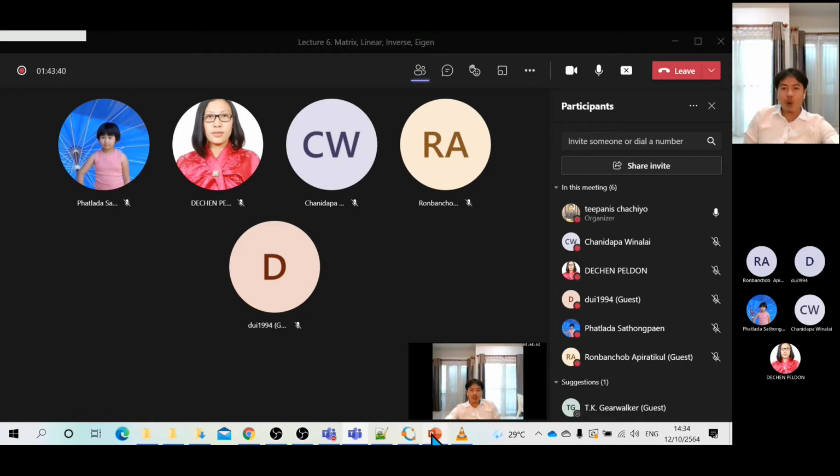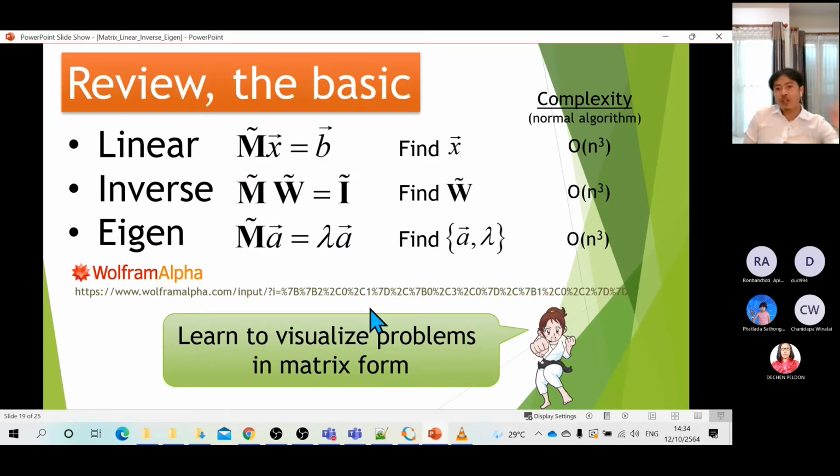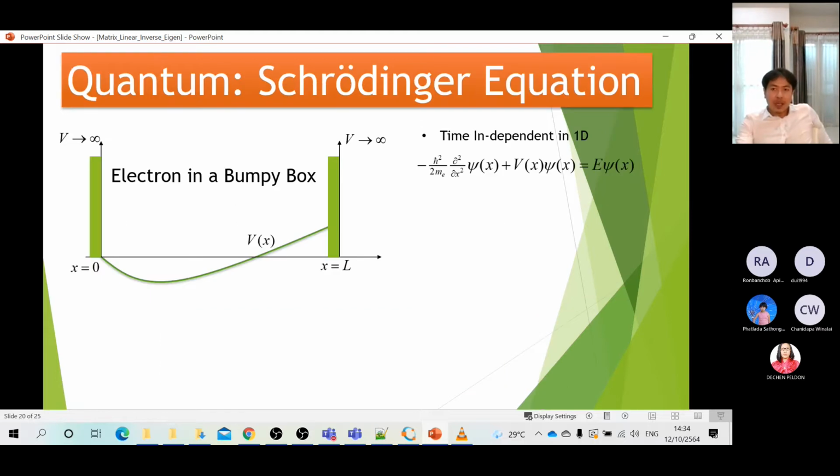Okay, so we are getting back to the exercise of how we can use matrix and vector to solve problems again. The equation is not important. What is important is the skill of how you visualize the problem in matrix form.